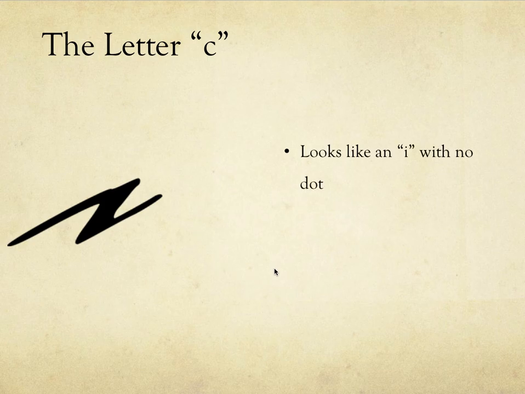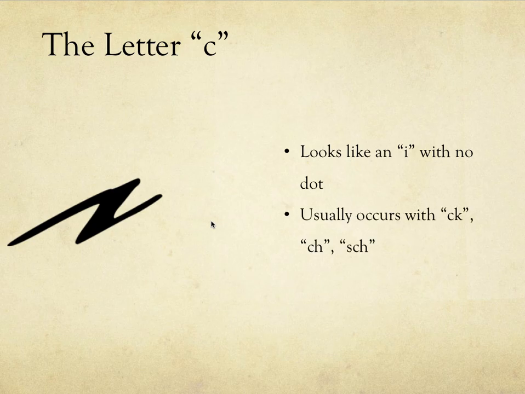The letter C. A C kind of looks like an I with no dot. Can you imagine a dot above it and it being an I? If there's no dot, however, it should be a C. C usually occurs in the letter combination CK, CH, and SCH.